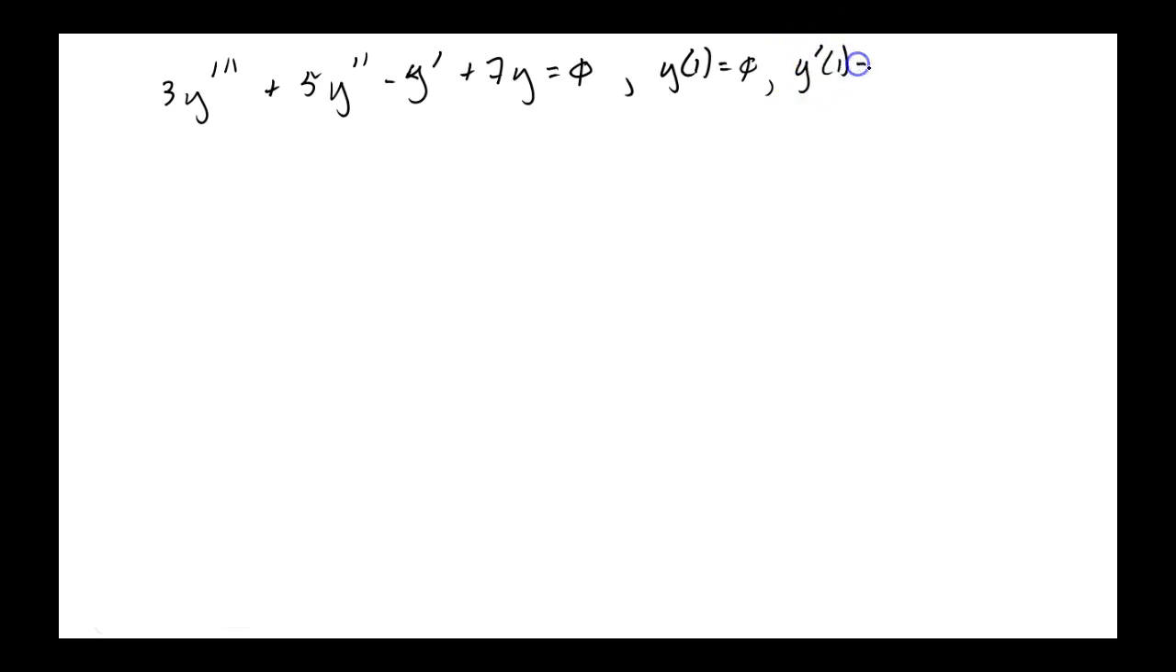Here's an initial value problem. 3y triple prime plus 5y double prime minus y prime plus 7y is equal to 0, where y of 1 is equal to 0, y prime of 1 is equal to 0, and y double prime of 1, okay, is equal to 0.